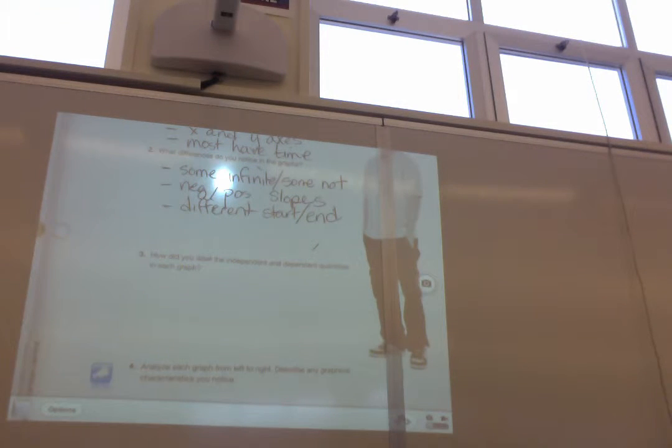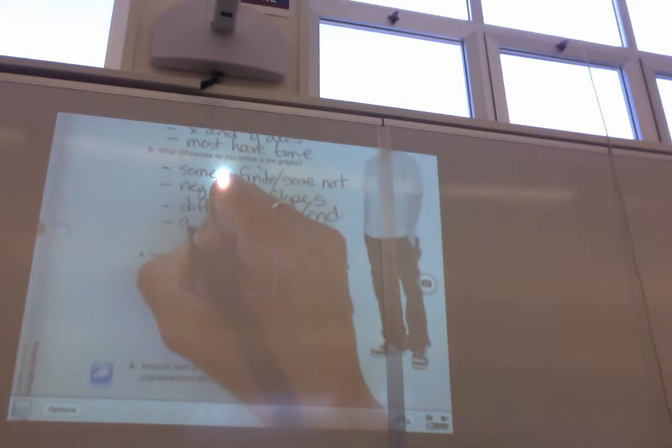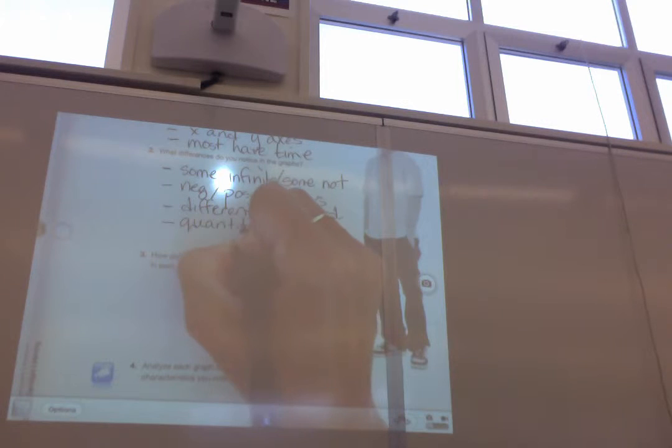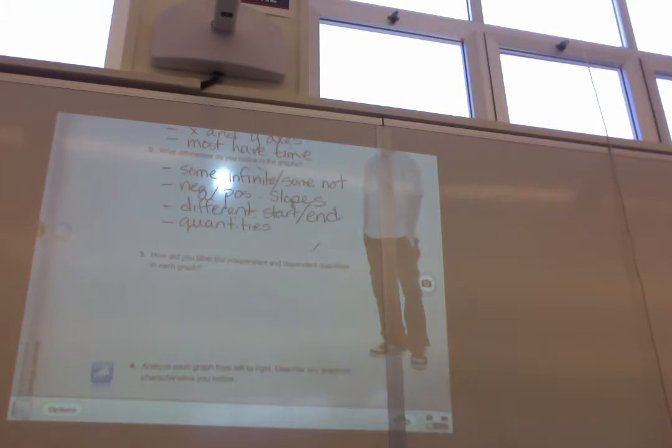Okay, quiet table in the back. One way they're different: the quantities. Once we labeled things, the units they were getting measured in are different. Hold on. This quiet table over here, Noodle, Oscar, Chris, and Kenya. You got another difference that you can notice about the graphs?